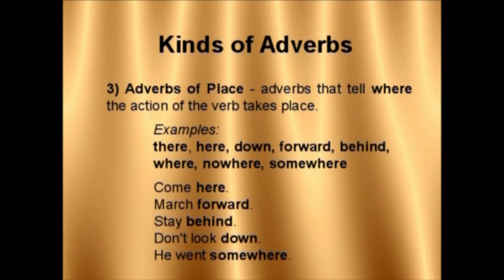Number 3, adverbs of place. Adverbs that tell where the action of the verb takes place. Examples of words used as adverbs of place are there, here, down, forward, behind, where, nowhere, somewhere. For instance, come here, march forward, stay behind, don't look down, he went somewhere.